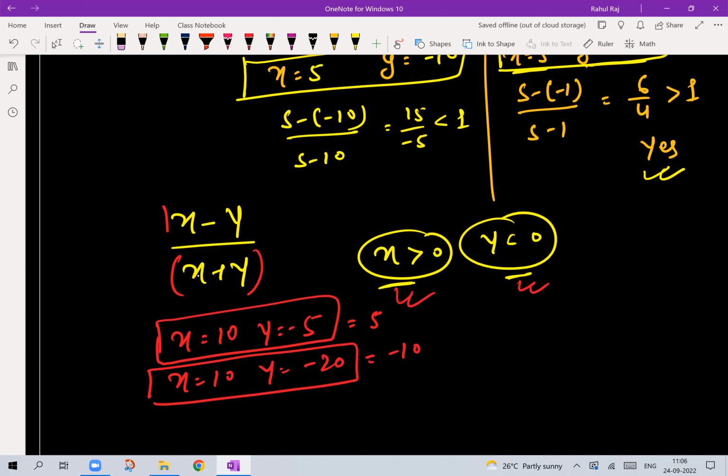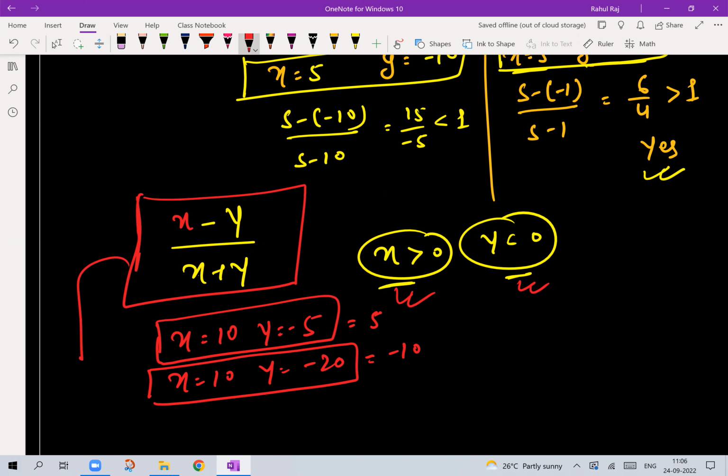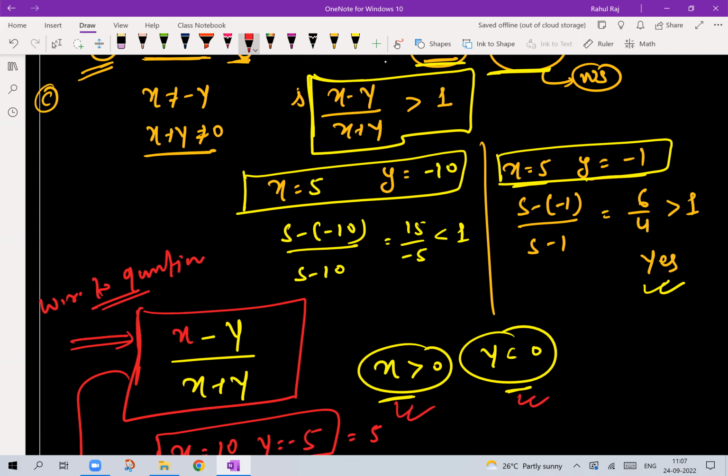So when you try and generalize your values in this way, you are in a position to create multiple yes no situations. All I'm trying to say is that whenever you take values, you should be in a position to generalize your values with respect to the question. That is what I'm trying to say. So in this condition C also you have a yes and no situation. So the answer is E.